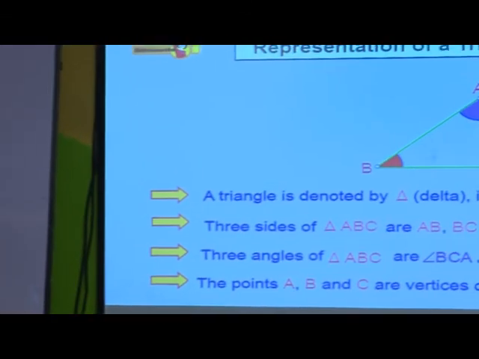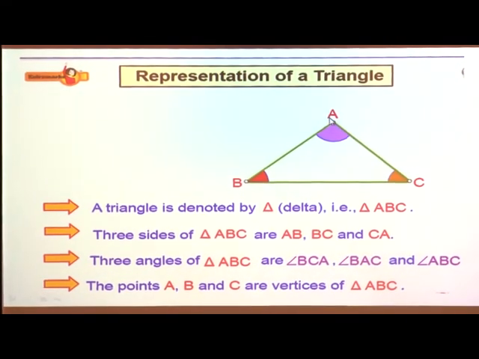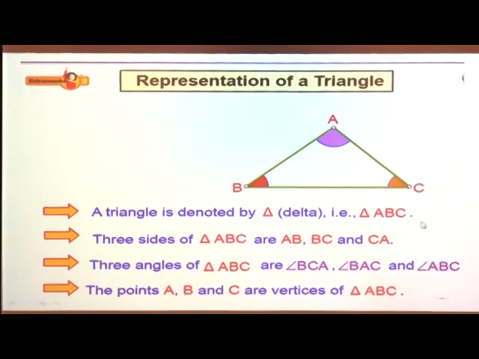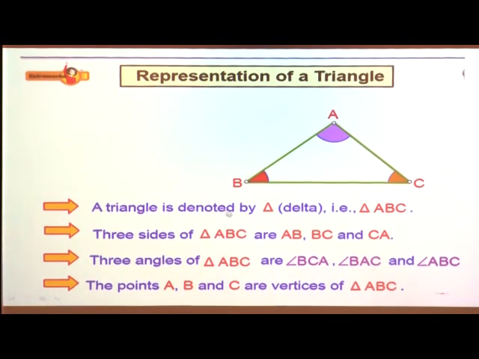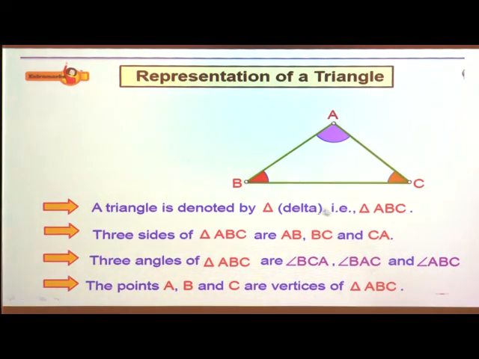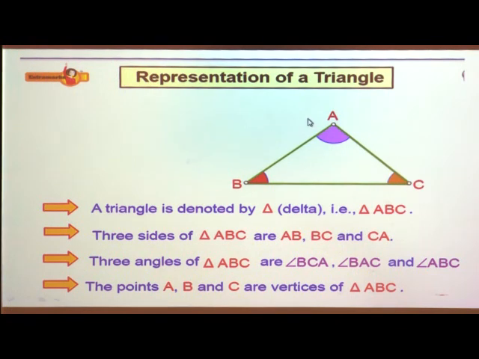So, let us take a quick review of the representation of a triangle. In this figure, we can see there are three sides. We name the triangle as delta ABC. The triangle is denoted by delta, so we read this triangle as triangle ABC. Three sides of triangle ABC are side AB, side BC and side CA.